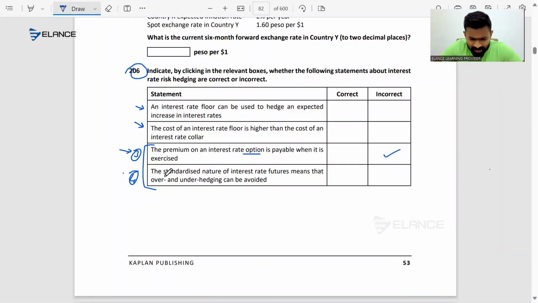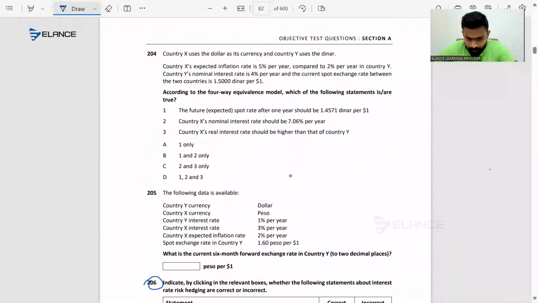Next one. Since the futures are exchange traded, due to their standardized nature, the over and under hedging can be avoided. What is the correct answer? Due to the standardized nature, this over and under hedging will be incurred, right? So this is also an incorrect statement.